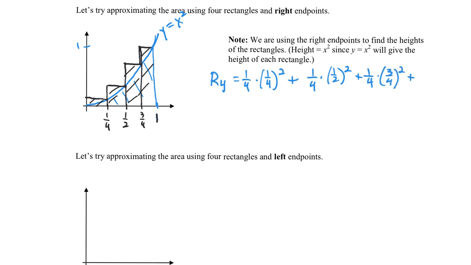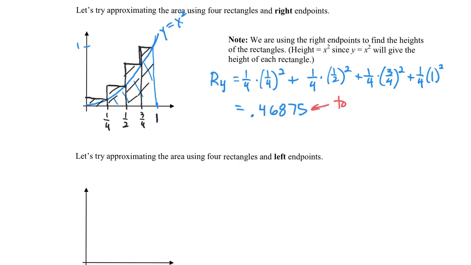Then finally go to the last rectangle, base is 1/4, and the height is just going to be 1 squared, which is just 1. So we go plus 1/4 times 1 squared. So if you go through and do all the calculations, you get 0.46875. And a little bit of a warning here, 5.1 and 5.2 are fairly tedious sections. We do a lot of stuff like this. But here's what we need to know.